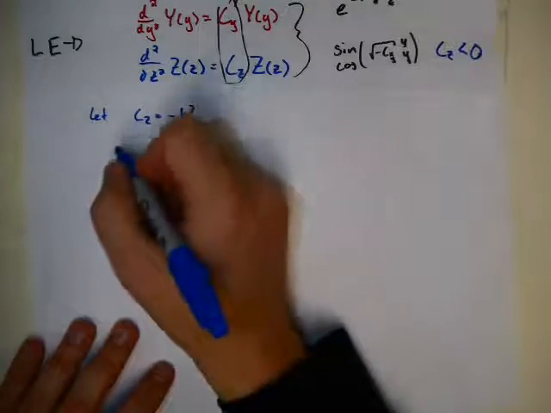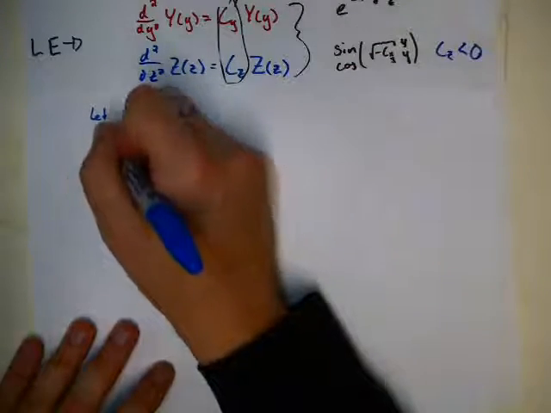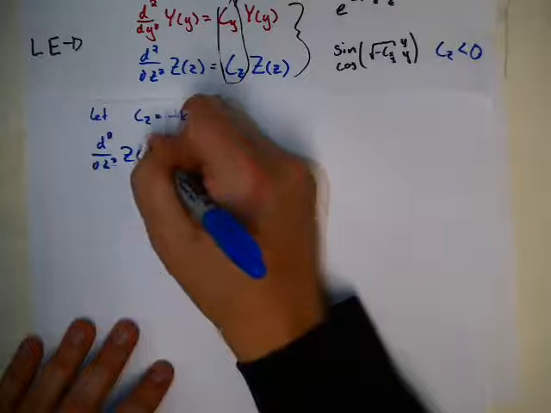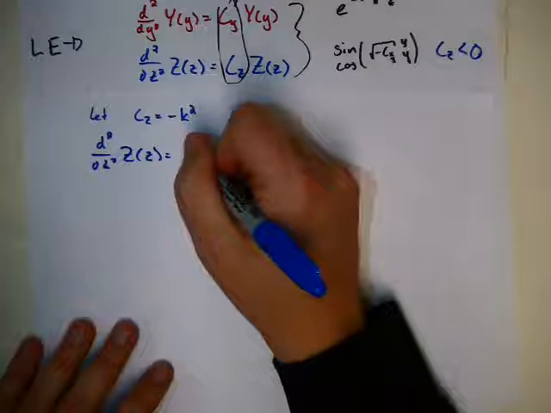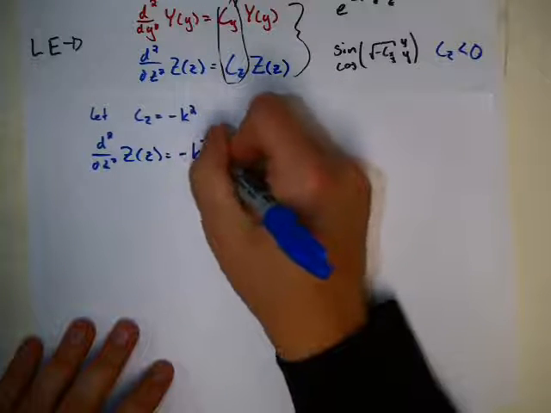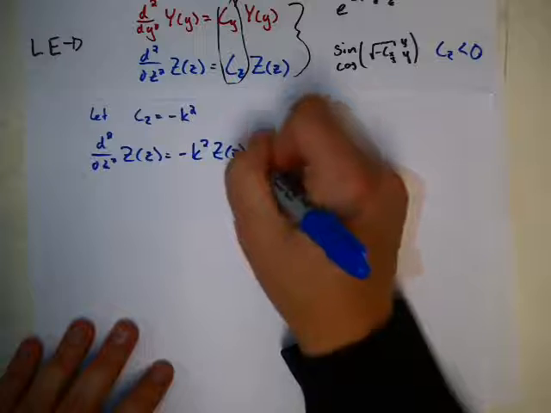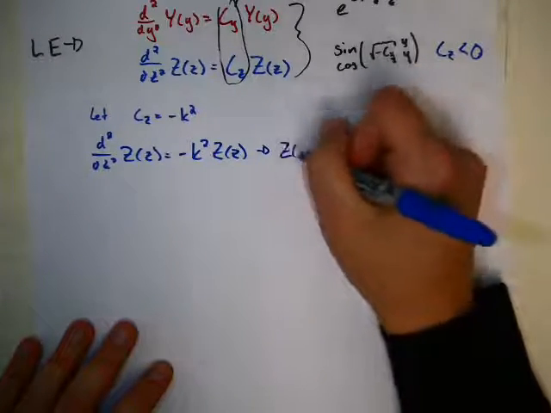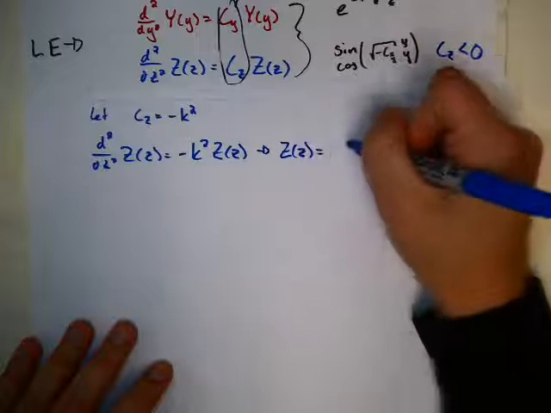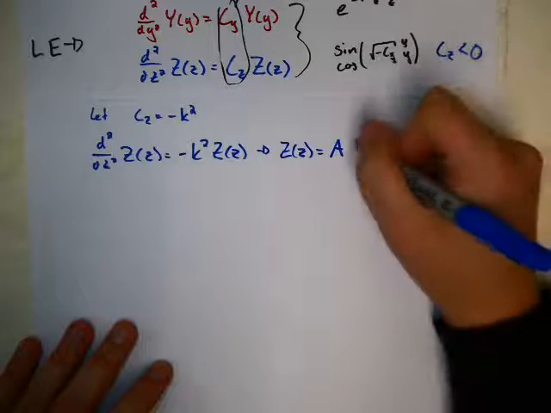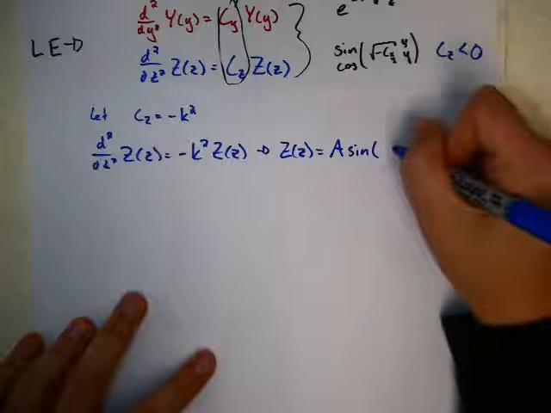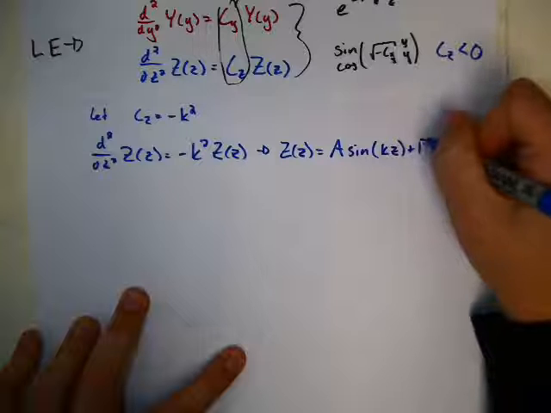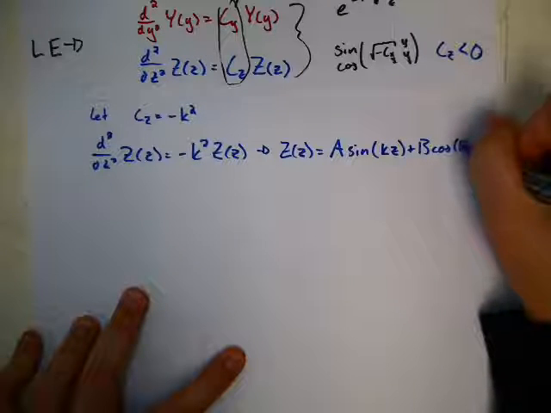So rewriting our differential equation, d squared over dz squared, capital Z of z, is equal to minus k squared, capital Z of z. And this is going to give us as a solution that capital Z of z must be some a sine of kz plus b cosine of kz.